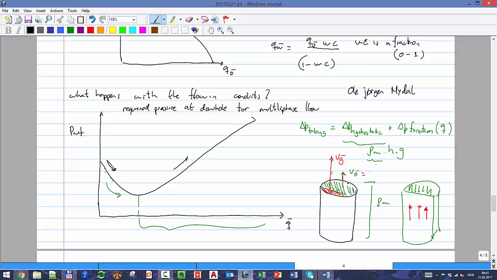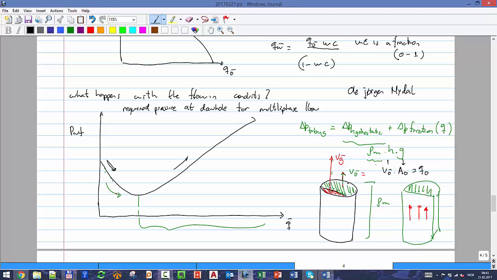Remember that the velocity of the oil times the area that the oil occupies should be the rate of the oil, which is constant. So I can either have a very high speed and low area, or a very high area and low speed. What happens initially is that the gas, because it goes so quick, doesn't manage to drag the oil. It occupies a very small area.